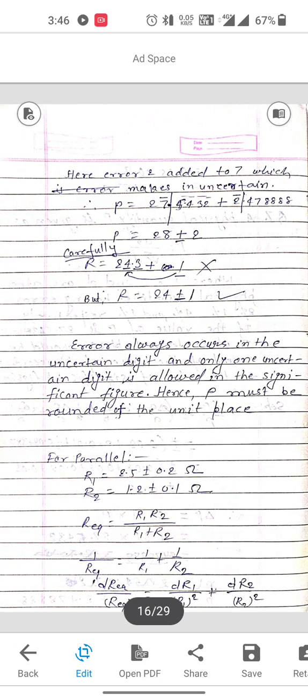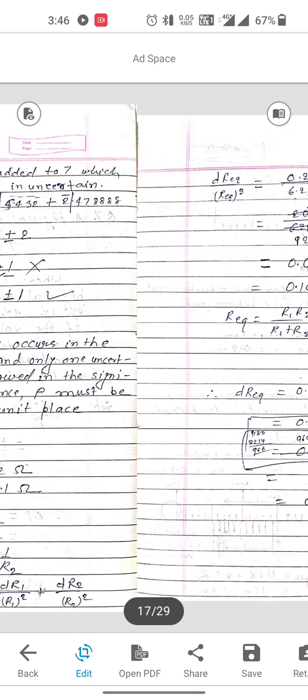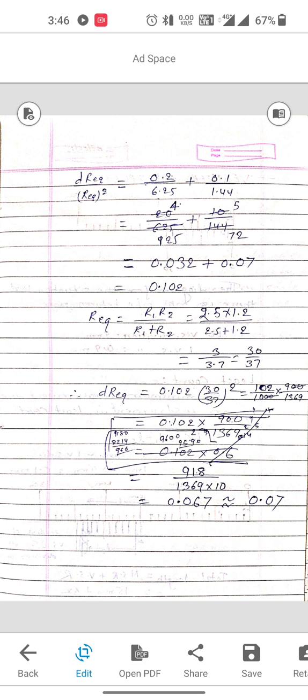Absolute error we know 0.2, 0.1 and its value is given. On calculating it will give you 0.102. R equivalent equals R1 R2 by R1 plus R2. That will give 30 by 37. So ΔR equivalent equals 0.102 into R equivalent squared. That will come as 0.07.